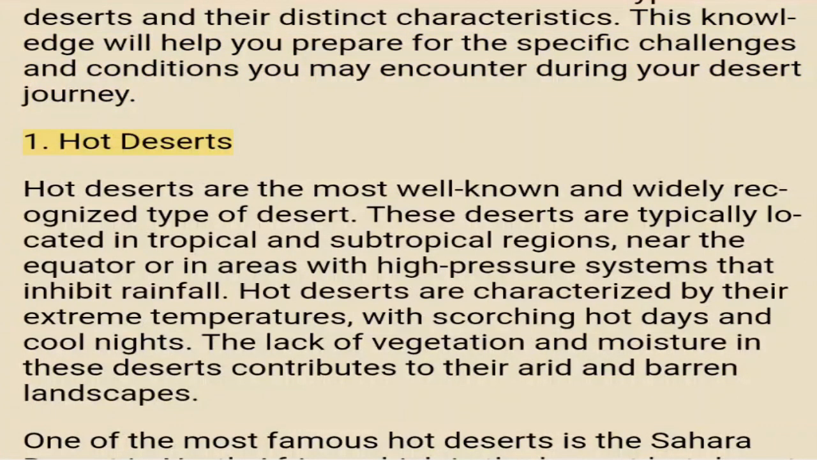1. Hot deserts. Hot deserts are the most well-known and widely recognized type of desert. These deserts are typically located in tropical and subtropical regions, near the equator or in areas with high-pressure systems that inhibit rainfall. Hot deserts are characterized by their extreme temperatures, with scorching hot days and cool nights. The lack of vegetation and moisture in these deserts contributes to their arid and barren landscapes.